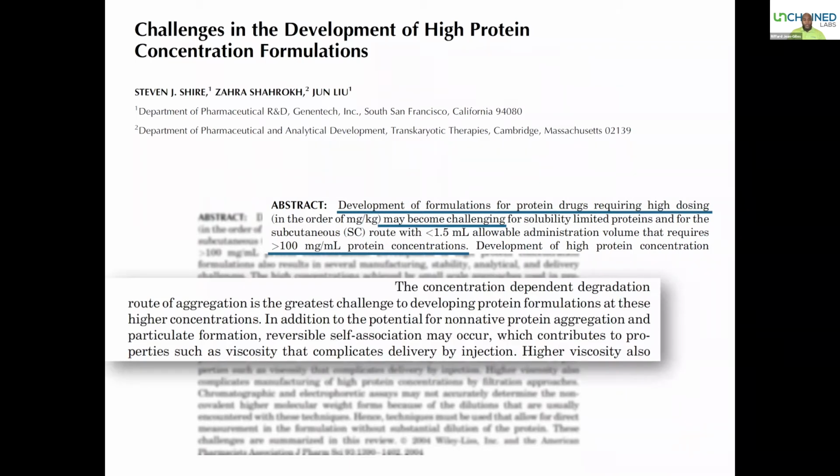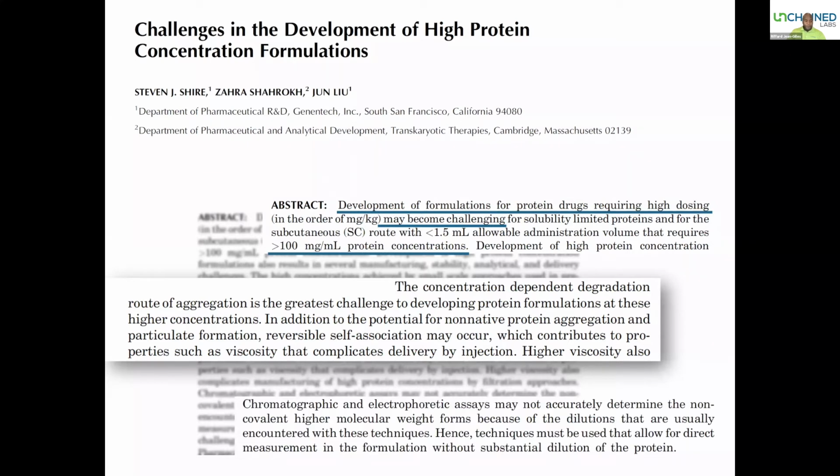Here we're being told that the concentration-dependent degradation route of aggregation is the greatest challenge to developing protein formulations at these higher concentrations. That's ultimately what we're trying to do here, is to get there. However, we know how challenging that can be simply because equipment is not really designed for that. And finally, we're reminded that current technologies, so chromatographic and electrophoretic assays, may not accurately determine the non-covalent higher molecular weight forms, which is a very fancy way of saying aggregation, because of the dilutions that are usually encountered with these techniques.